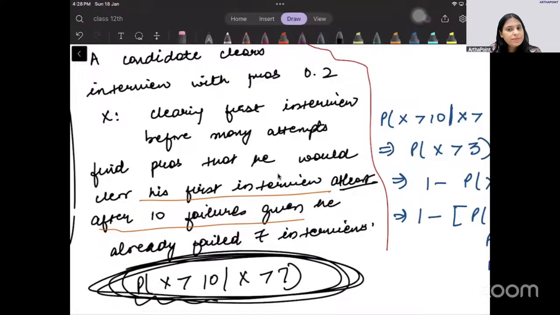Is it fine? Can this be done by negative binomial? No. Because success is only once here, right? It is only happening after many failures. Success is coming only one time. You clear the interview and you get the job. Then you don't clear the interview again. So negative binomial cannot apply.